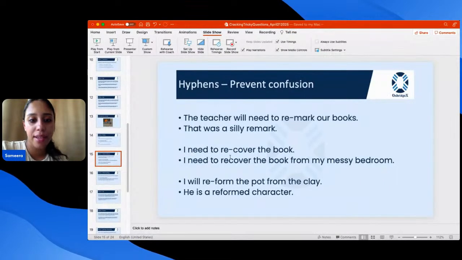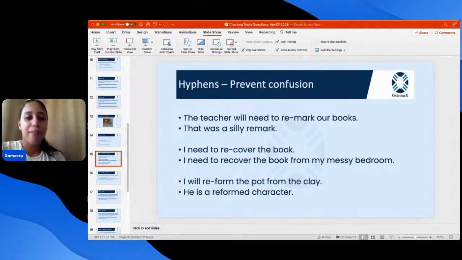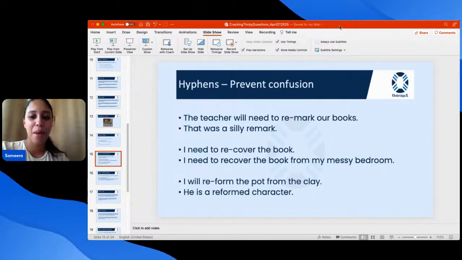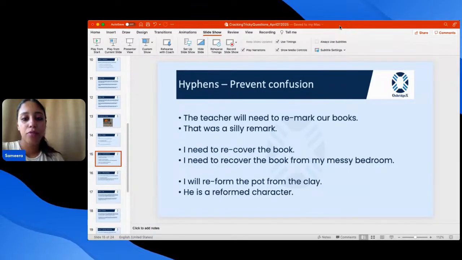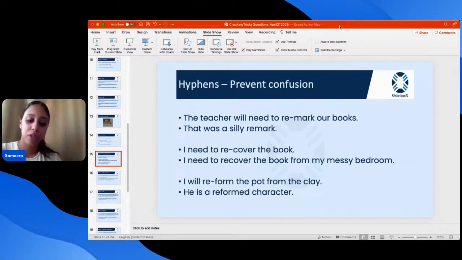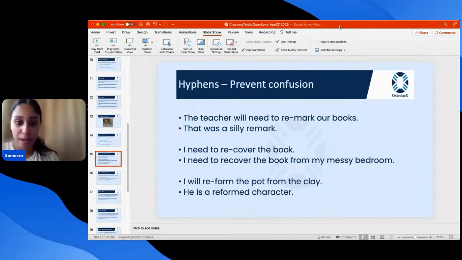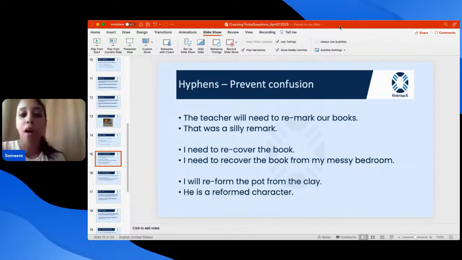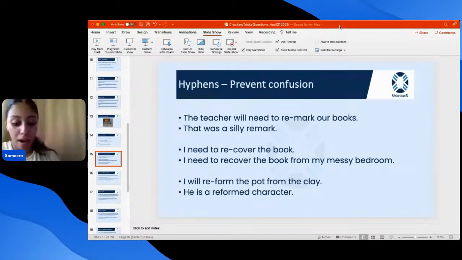So here's another example. We have talked about why we need prefixes, but I will go over this again. So the teacher will need to re-mark our books. Re-mark suggests the prefix re, which means to basically do it again, right? So if I'm saying re-mark, she's marking it again. That was a silly remark. Remark means something else, right?